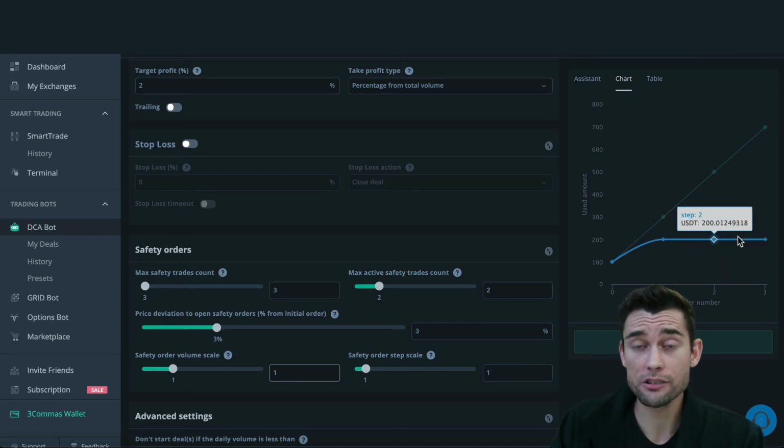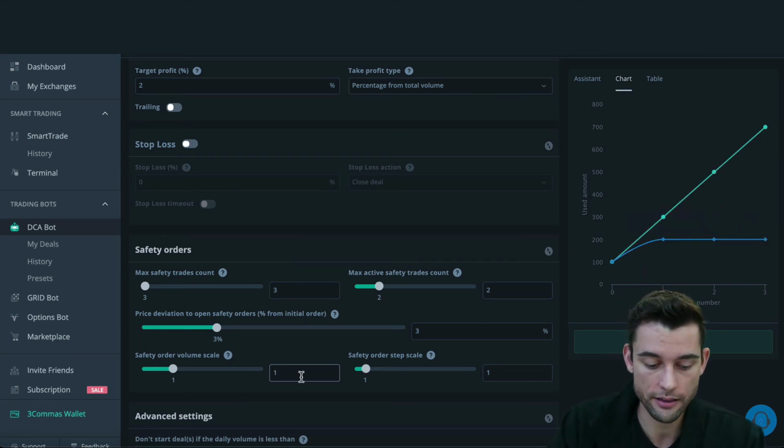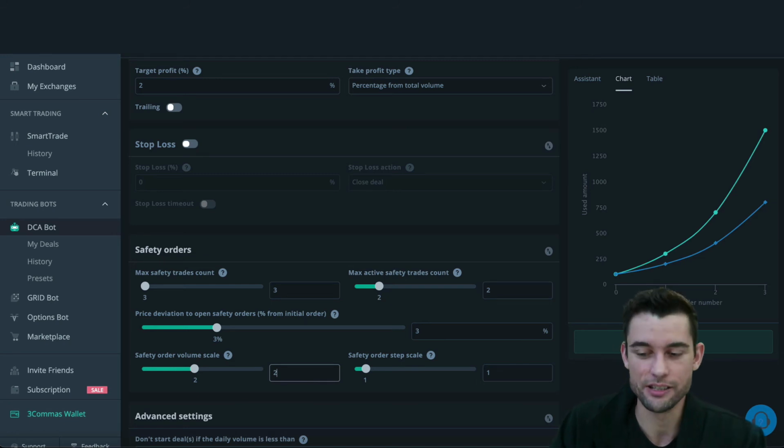I want my safety orders to increase in value because as they increase in value, that lowers my average buy-in price. And so I'm going to set this to 2 just to make it easy. The number that you choose for this should be determined based off of your max safety trades count. If you have 20 safety trades or 10 safety trades, maybe even 5, you don't want to have 2 for your safety order volume scale. It's going to be absolutely ridiculous. But I only have 3 for my max safety trade count, so I'm fine doubling it every single time. It's not a big deal.